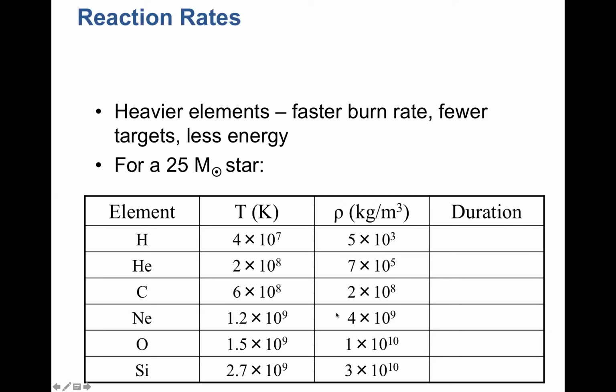When you're burning neon, the density is more dense than the white dwarf we calculated the density of in the previous lecture video. Oxygen, 10 to the 10. This is 10 times the density of that white dwarf we considered. Silicon burning as well. These are extraordinarily large numbers, both in terms of the temperature and the density at which these things are happening. But the interesting thing I want to point out here now is the duration. How long do you think each of these successive phases of burning happens?